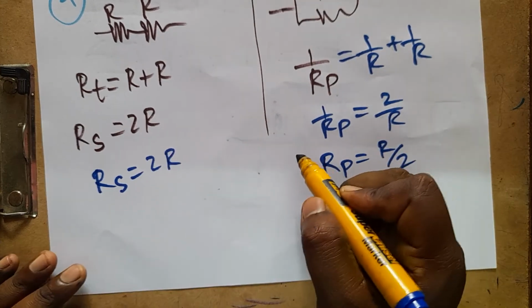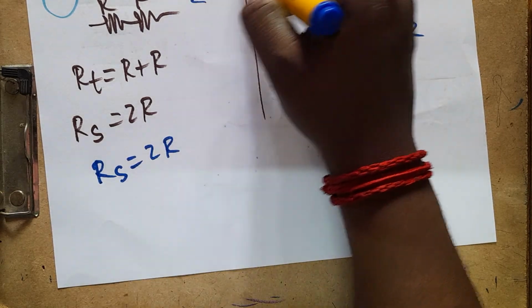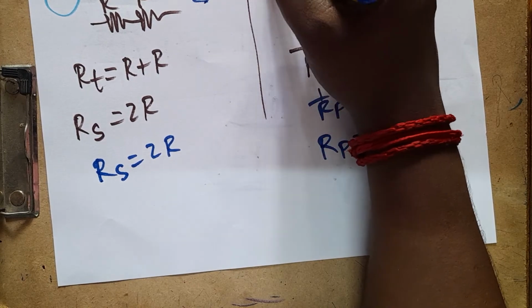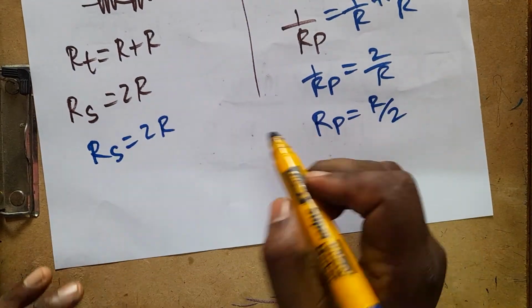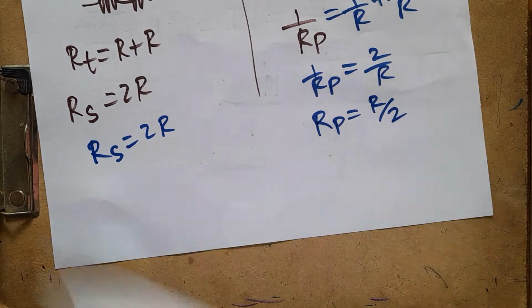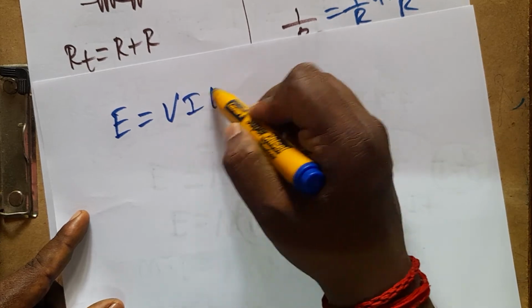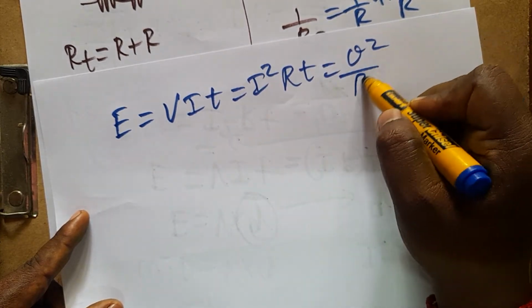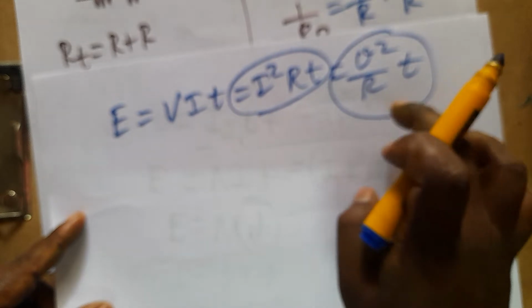Now what is the heat energy here? Here they said that in both conditions the voltage remains the same, voltage constant. They are applying the same voltage. When constant voltage is applied, for energy we have 4 formulas: VIT, I square RT, V square by R into T. When current is constant, take the I square RT formula. When voltage is constant, take this formula, V square by R into T.